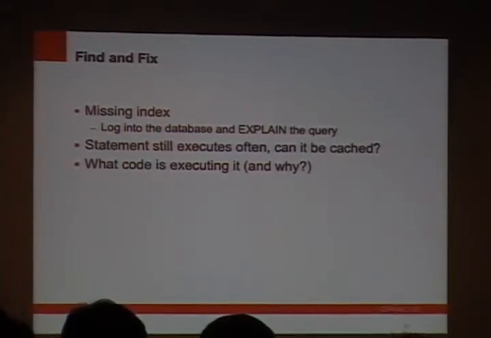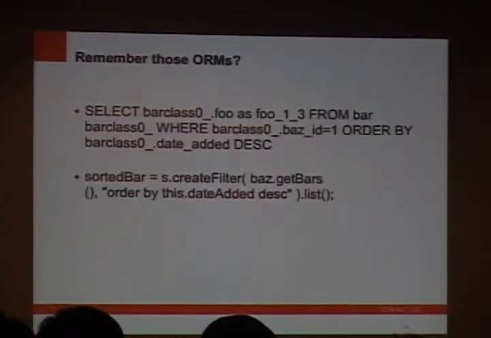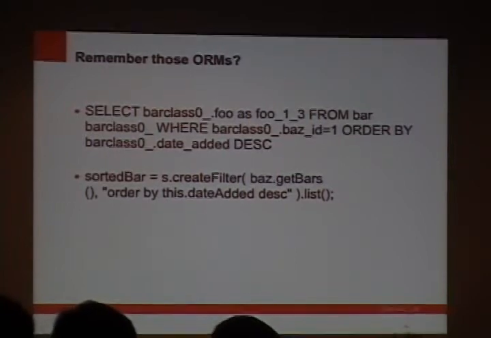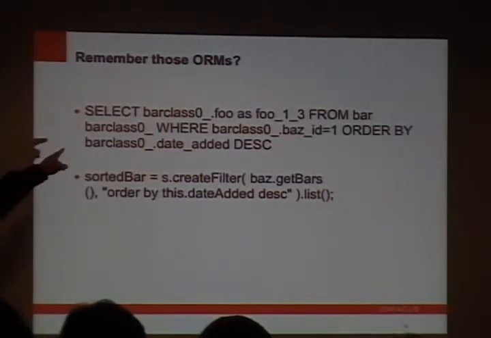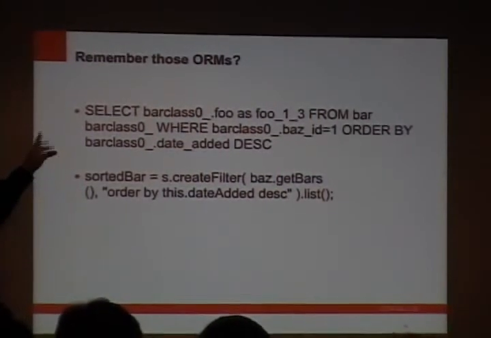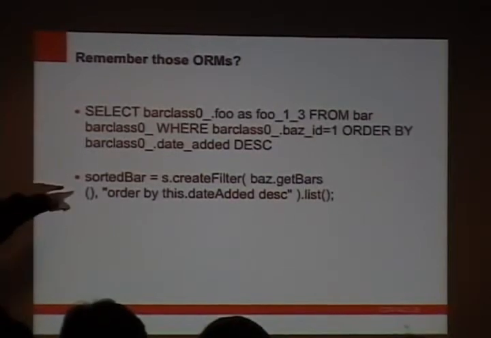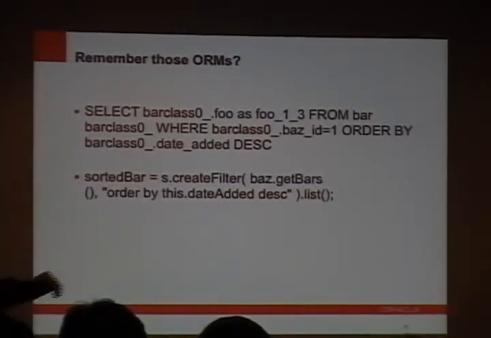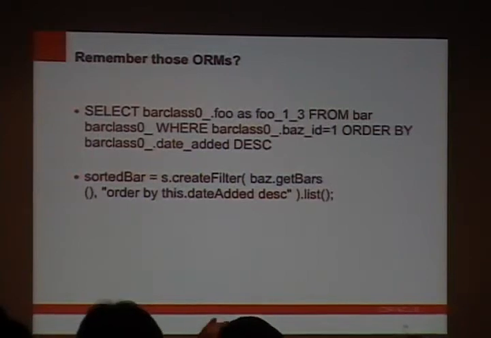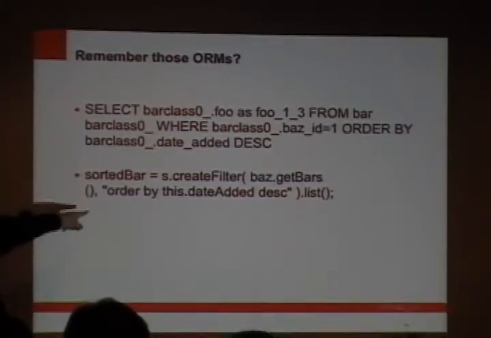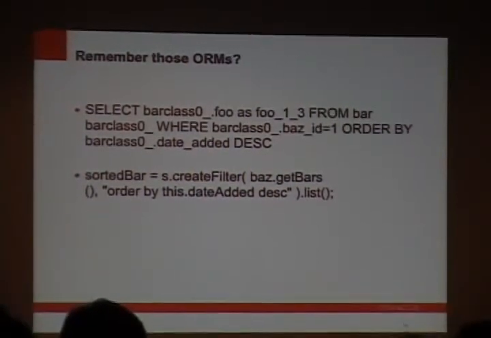So what code is executing that query and why? Remember that kicker about ORMs and frameworks. Here's the query we got when we post-processed the log or looked inside MySQL. Here's what it looks like in code. The ORM has made it easy and simple for us, except when we have to figure out how to get from that to that. How do you find that in your code?